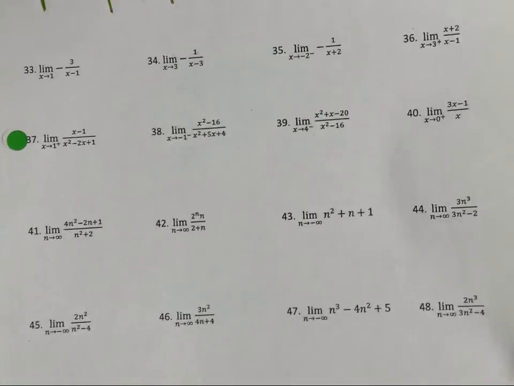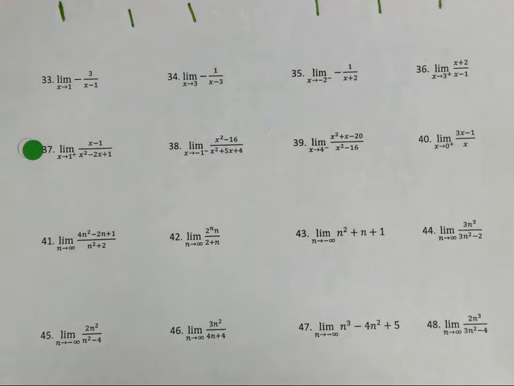Alright, number 33. Try direct substitution. What did I get in the denominator, guys? 0. So I'm going to use one of my toolkit strategies. Can I factor that? No. Can I rationalize? Can I find a common denominator? No. So I've got to use something else.